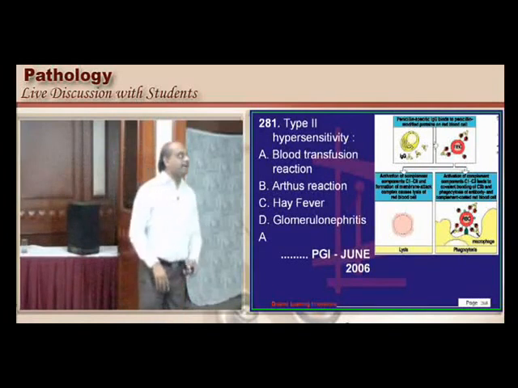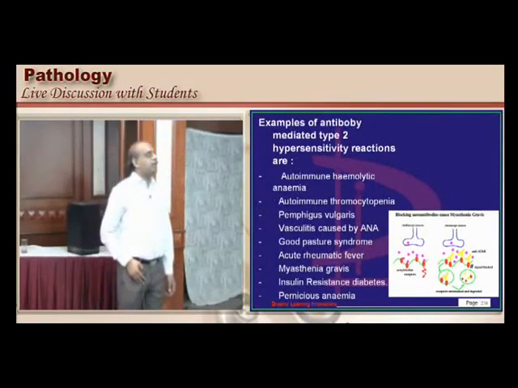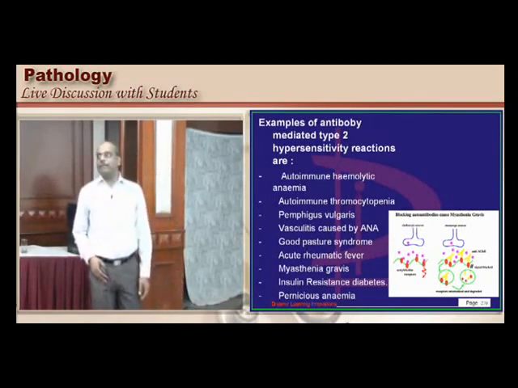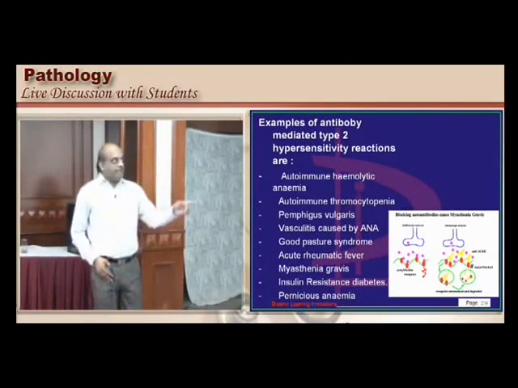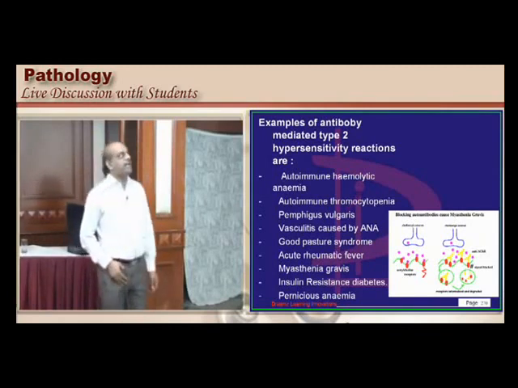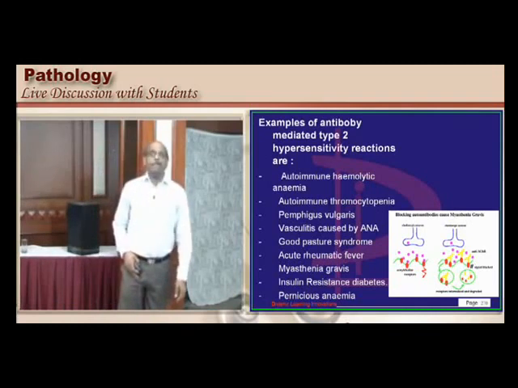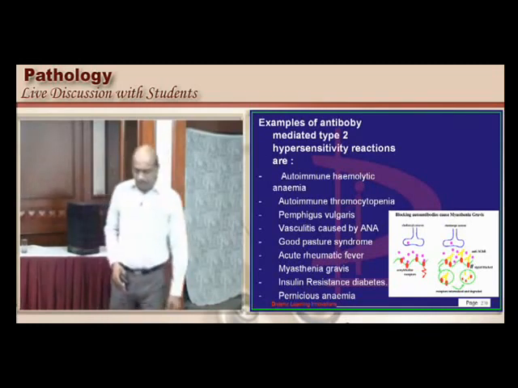to basically understand. So autoimmune hemolytic anemia, autoimmune thrombocytopenia, Goodpasture syndrome, acute rheumatic fever, myasthenia gravis. In myasthenia gravis there are antibodies against the receptors of acetylcholine which are in the fixed tissue at the neuromuscular junction. So it is also an example of a cytotoxic kind of hypersensitivity, which is a type 2 hypersensitivity, is what needs to be remembered.